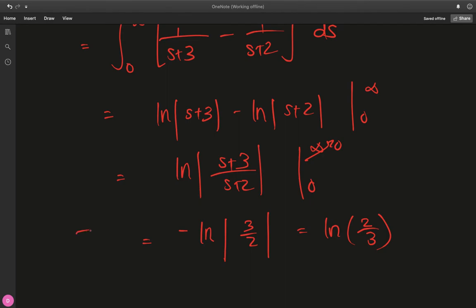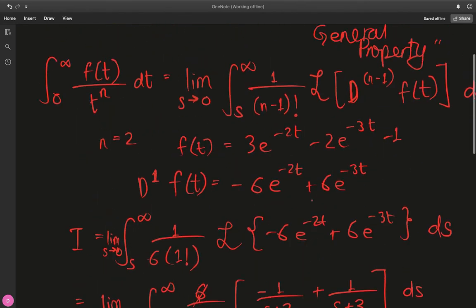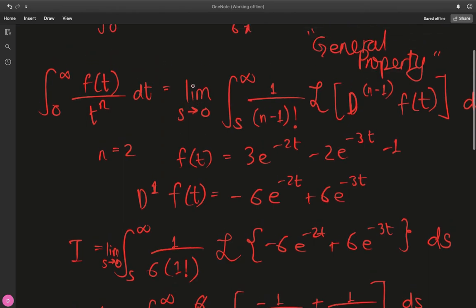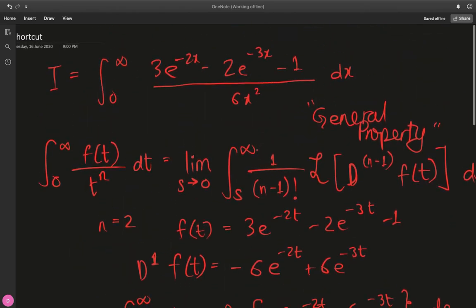So that was the shortcut to calculate this integral using this general property, and I'm going to prove this in probably one of my future videos. So stay tuned for that.